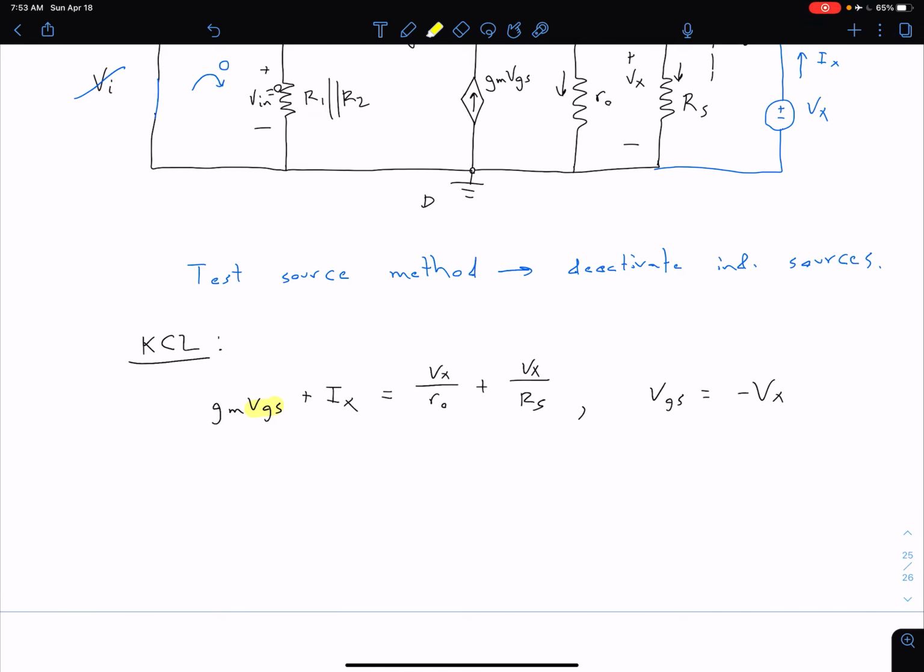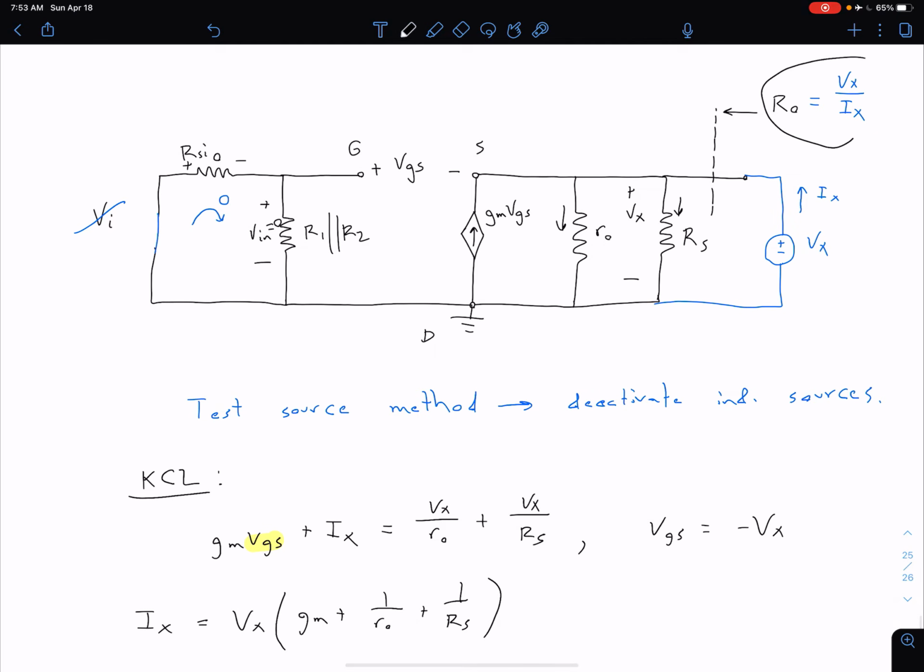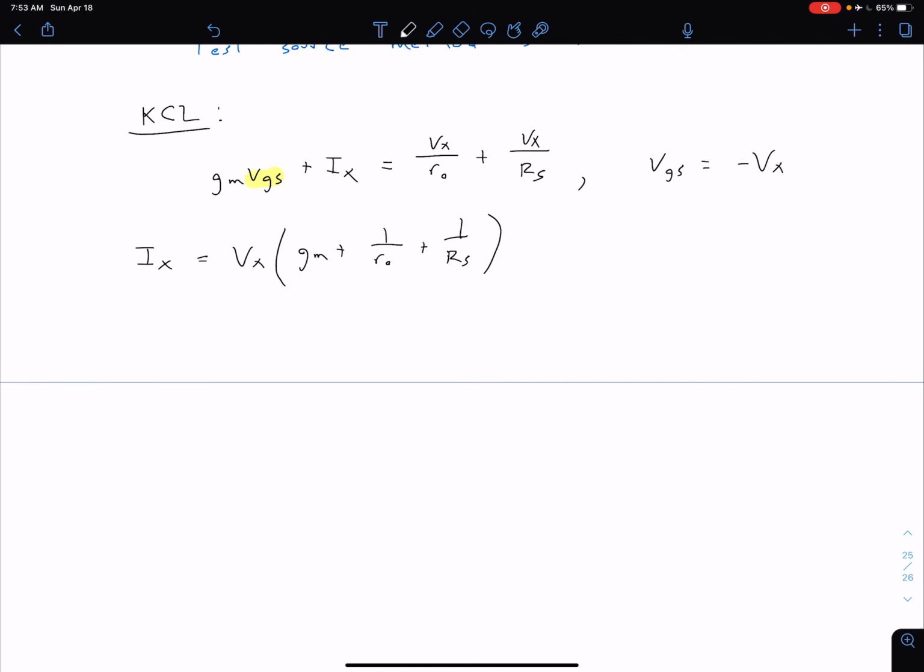So when we do that, we can move that negative gm Vx to the other side of the equation. And what we're going to get is Ix is equal to Vx, which is in all of those terms now, so we can factor that out. So that's going to be gm plus 1 over R naught plus 1 over Rs. And now we can find what we're looking for, which was that ratio of Vx over Ix. So we can say that our output resistance, R naught, is going to be equal to Vx over Ix, which is equal to 1 divided by that gm plus 1 over R naught plus 1 over Rs.